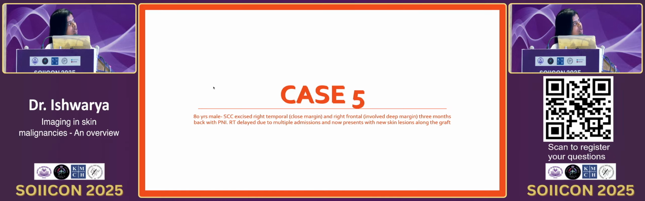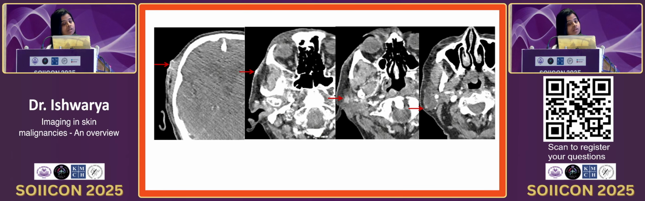And similarly, another companion case, an 80-year-old male with squamous cell carcinoma excised in the right temporal region and the right frontal region. Three months back had nerve invasion and perineural invasion. Radiotherapy was delayed due to multiple reasons, and the patient also had a suspected recurrence along the graft. So that's the CT, which shows all these lesions along the right frontal and the right temporal region, which the surgeons are pretty confident are all recurrence. And then, are we going to go for a surgical clearance?